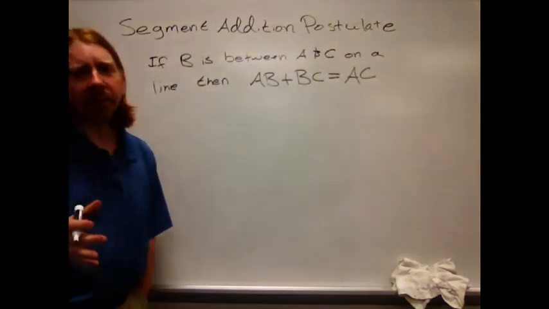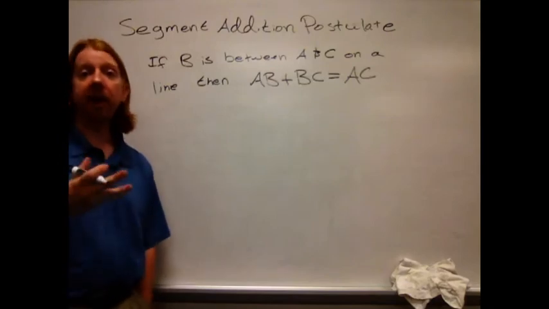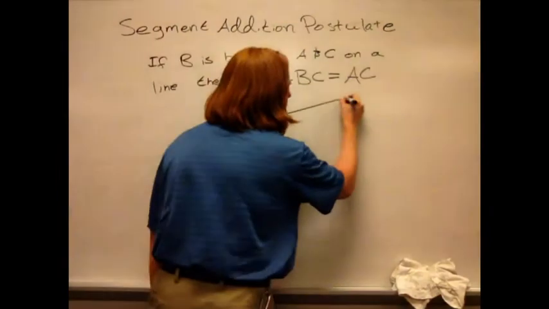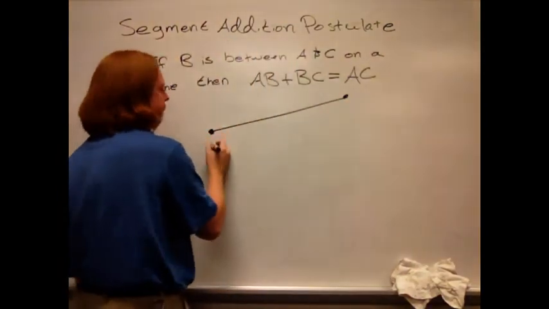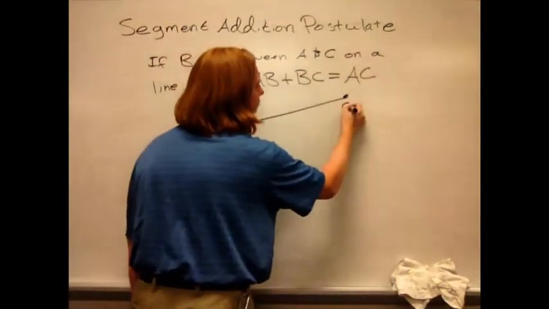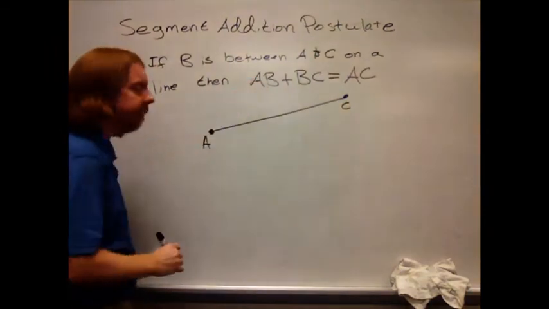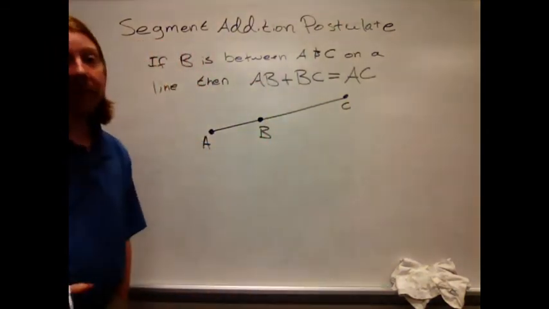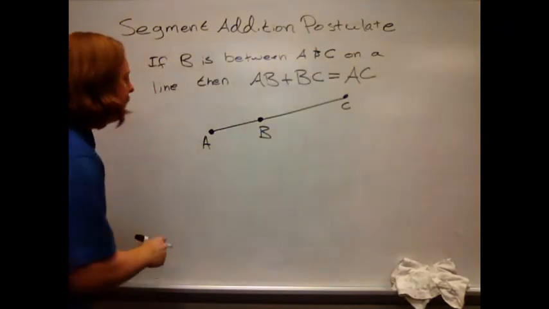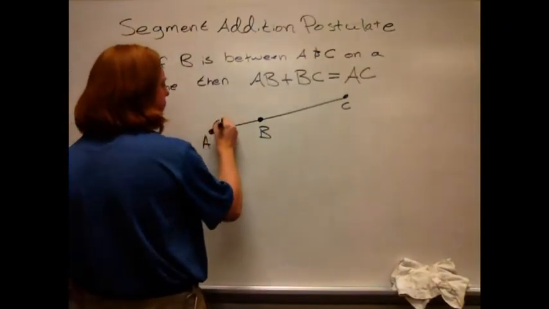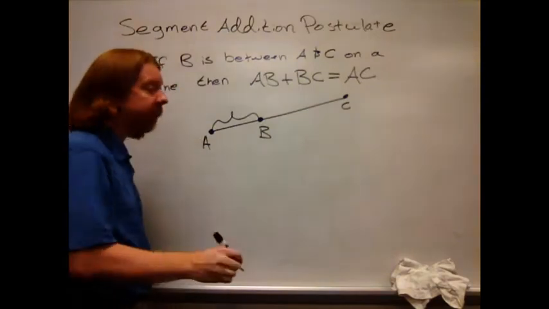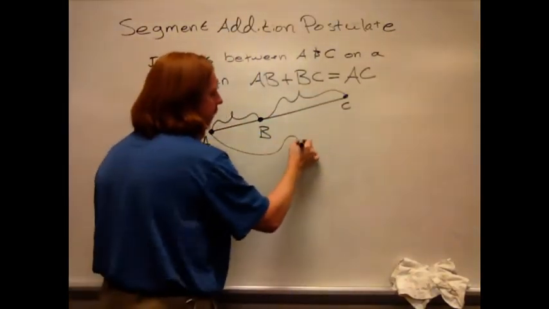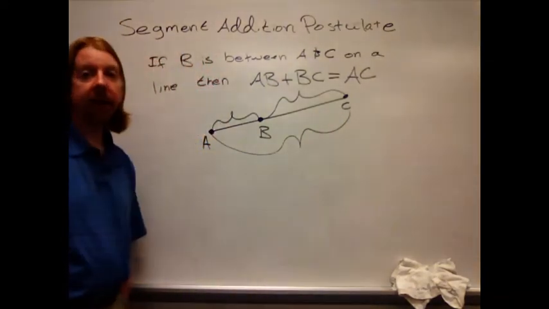Now that probably seems a little odd without some context, so let's draw what it's describing. There's A, there's C, they're on a line together. Here's B, situated between A and C. What this says is that this part here plus this part here is equal to that part there.